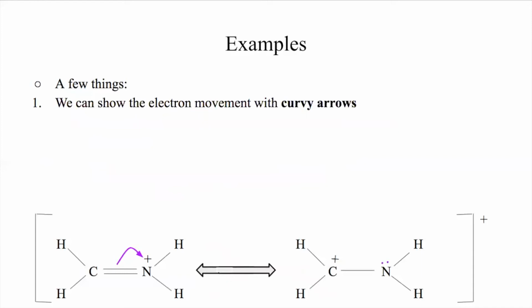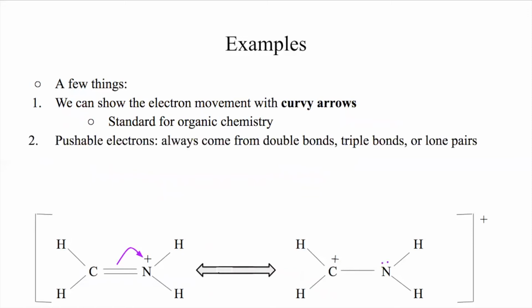First, when we draw resonance structures, we can show where the electrons are moving to with curvy arrows. This is fairly standard for organic chemistry everywhere. Second, our pushable electrons will always come from either a double bond like this, a triple bond, or a lone pair. We cannot take electrons from single bonds connecting two atoms.